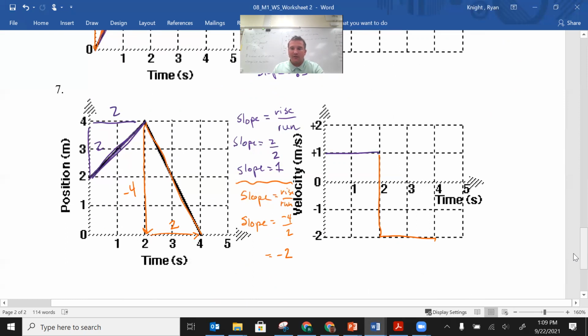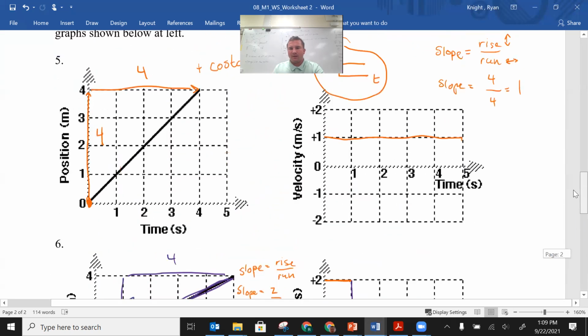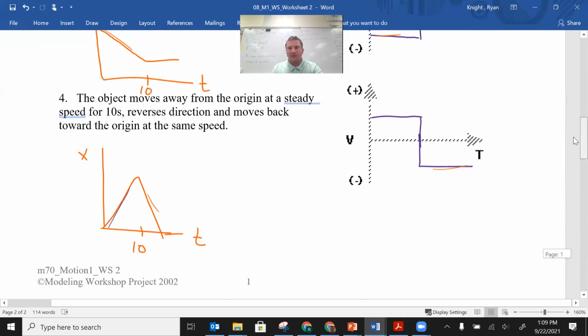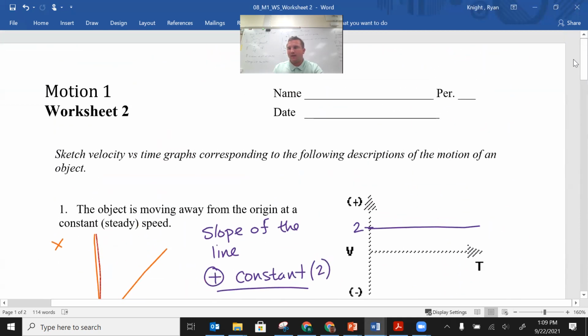All right, so there is the completion of that worksheet. I left extras for the sub in case you guys are missing that. And I think that's it. I'm going to stop that there as soon as I can find the stop button.